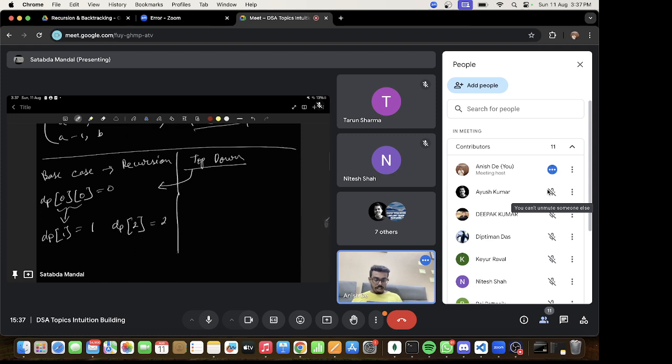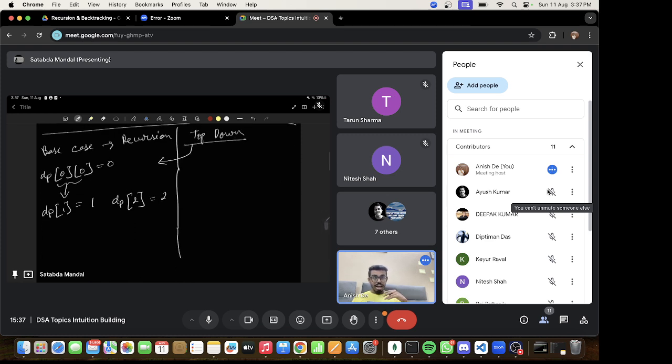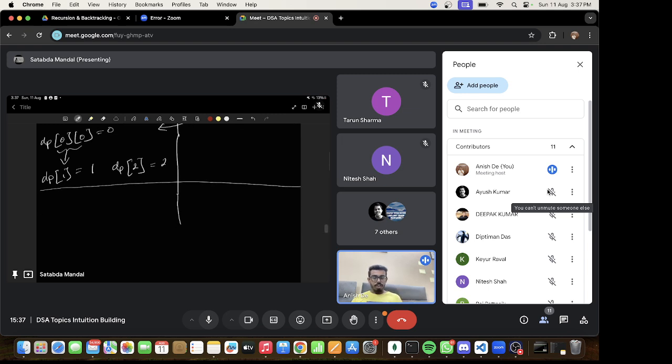Now coming to how you can convert the top down into bottom up. People can skip this. This is not really necessary. In interviews you can talk about top down and you can clear those. So this is a bit advanced. Let's see how you convert top down into bottom up.